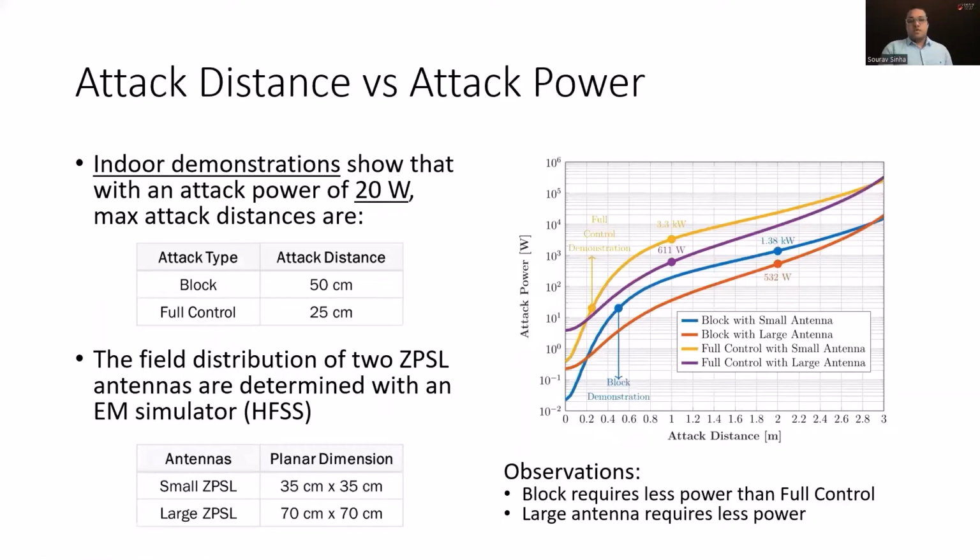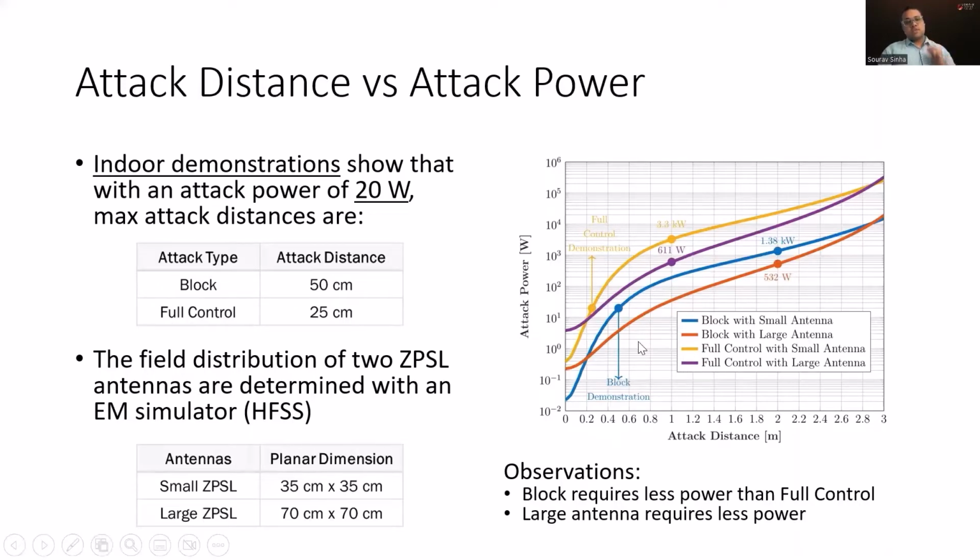Now, we also study how the attack power varies with the distance. The indoor demonstration with 20-watt amplifier shows that the maximum attack distance is 50 centimeter for block and 25 centimeter for full control. To study the variation, we simulate the field distribution of two ZSPL antennas. One is 35 cross 35 that is used in the indoor attack, and the other is a larger one, 70 cross 70. From the figure, we see that the block attack requires less power than full control attack, and as the attack distance increases, the power required increases.